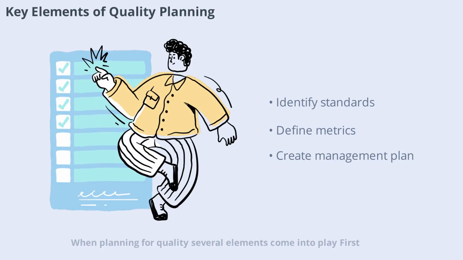In planning for quality, several elements come into play. First, you need to identify the quality standards that apply to your project. These could be industry benchmarks, regulatory requirements, or internal guidelines. Next, determine the metrics you'll use to measure quality. Will you track defect rates, customer satisfaction, or process efficiency? Finally, develop a quality management plan that details roles, responsibilities, and procedures for ensuring quality throughout the project lifecycle. These elements work together to create a roadmap for quality success.